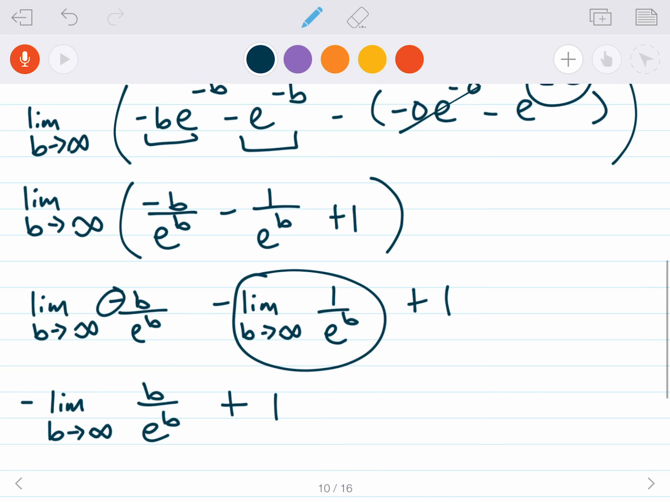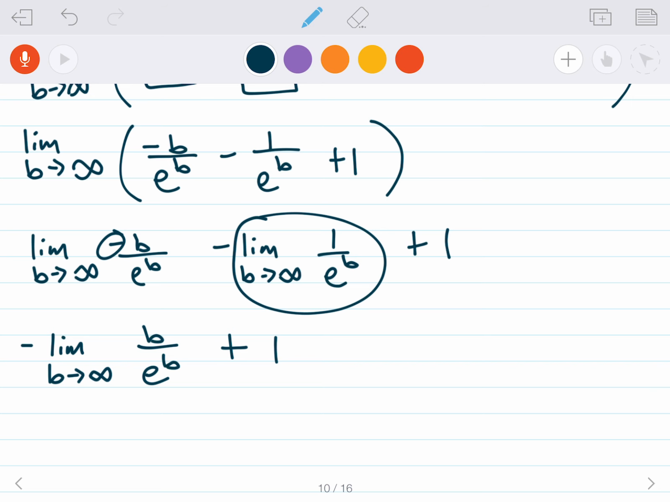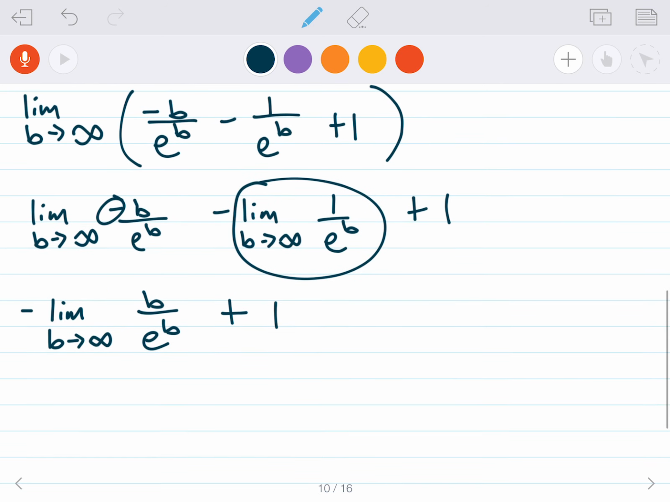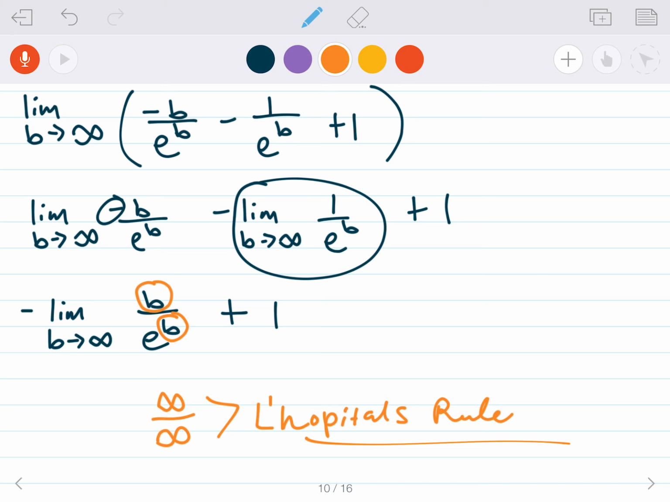Okay, here we go. Remember, if I plug in infinity here, what I end up getting is infinity over infinity. Do you remember that from Calc 1? This is when we use L'Hopital's rule. What we did is we took the derivative of the top and the bottom. Here we're doing it with respect to b.